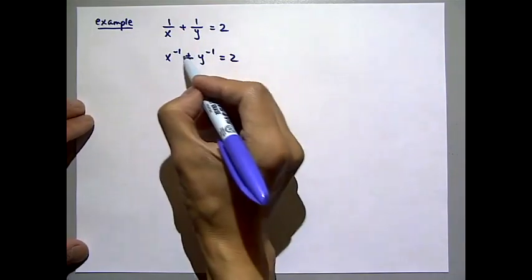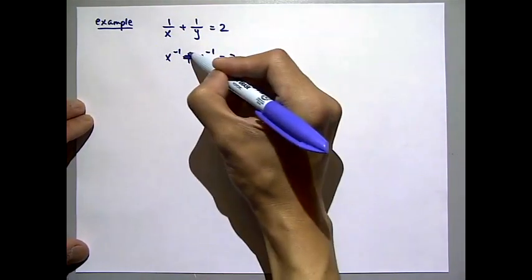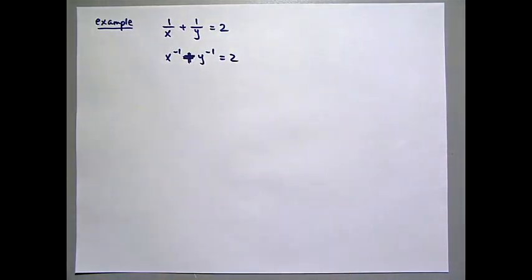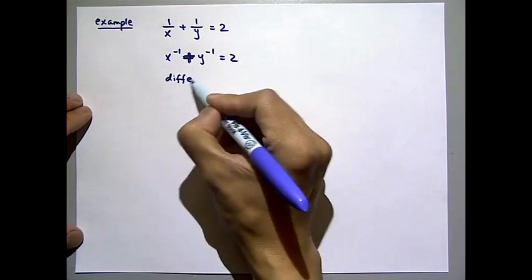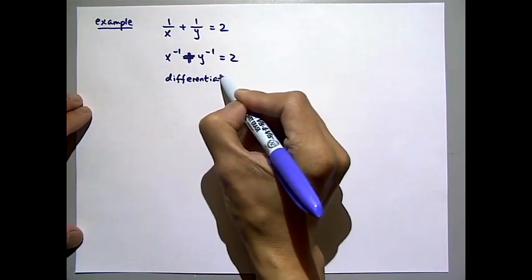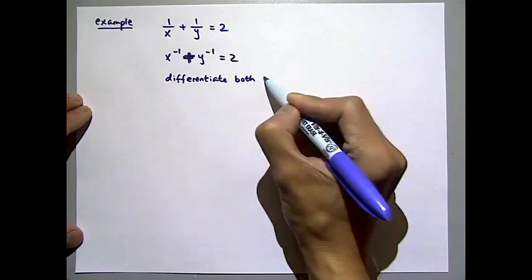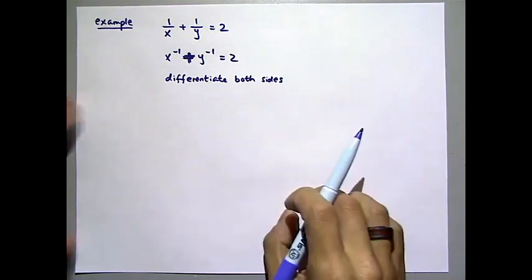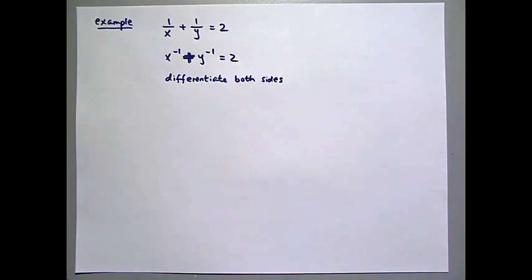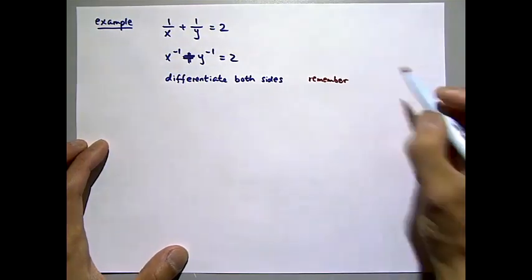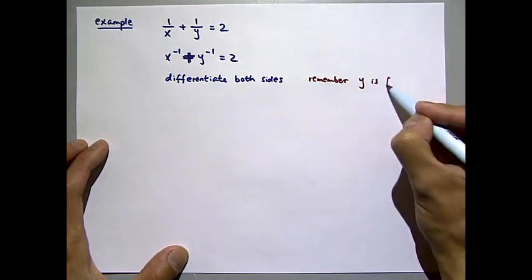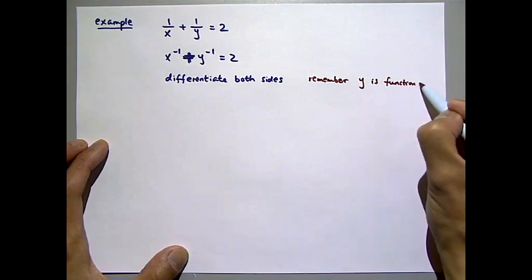Let's just rewrite it. So that's x to the minus 1 plus y to the minus 1 is equal to 2. Just like in the last one, we differentiate both sides. And once again, the key step is to remember y is a function of x.